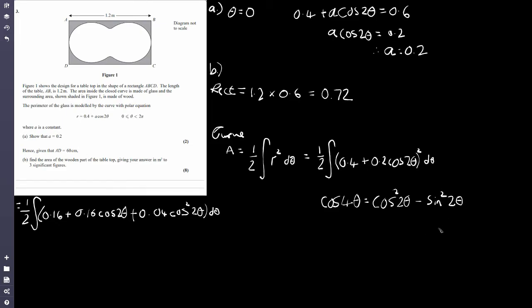Okay. Well, cos squared 2 theta minus sine squared 2 theta, again we can use our identities. This will be equal to cos squared 2 theta minus 1 minus cos squared 2 theta. So be very careful with your signs here and what you're actually subbing in. It can be very easy to make a mistake. Now I'm just going to keep simplifying here. This is still cos 4 theta, so this is equal to 2 cos squared 2 theta minus 1. So don't forget this is cos 4 theta.